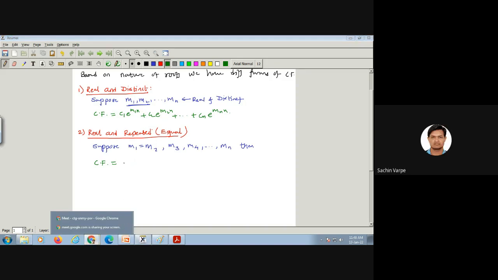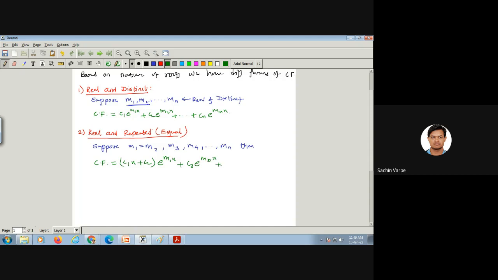CF is equal to, so please let me know if I'm not audible or if the screen is not visible. Okay. So CF is equal to (C1x plus C2) the whole times e to the power m1x plus C3 e to the power m3x plus and so on Cn e to the power mnx.